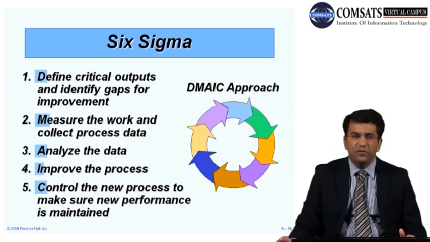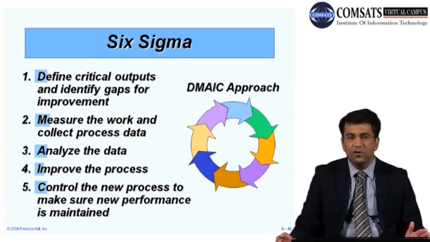The DMAIC approach is related to continuous improvement: first we have to define what sort of improvement is required. Then we measure the work and collect the process data. In order to improve our processes, we have to collect some data related to our operations and processes. Then, as a third step, we analyze the data. We may use statistical techniques, mathematical techniques or other techniques to analyze the data. After that analysis and conclusion, we can improve the processes based on the results. Then, as the last step, we control the new processes to make sure the new performance is maintained.